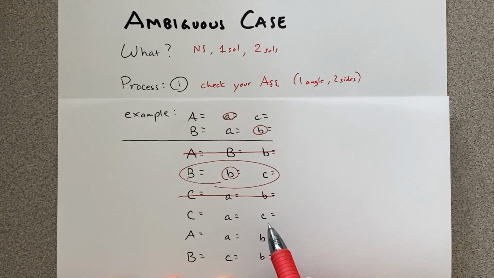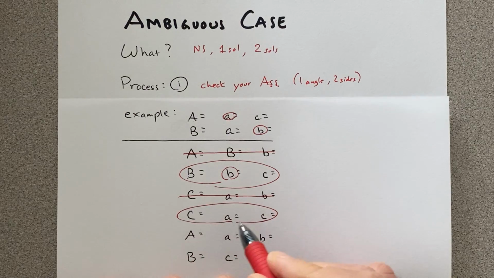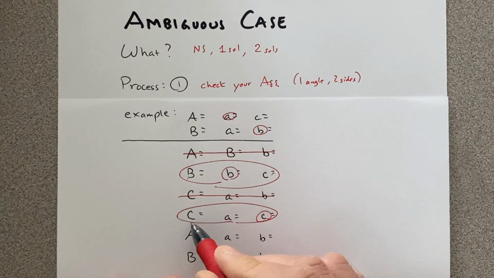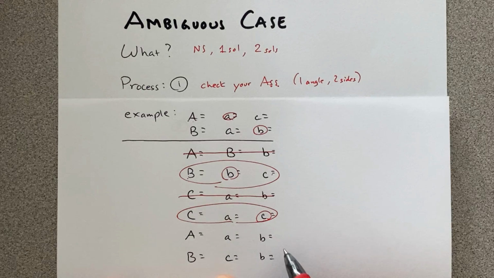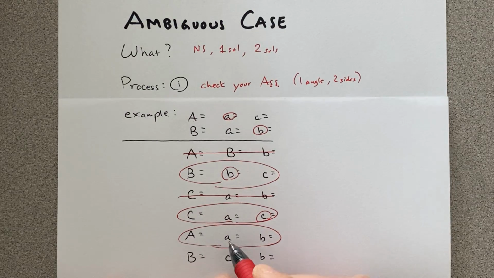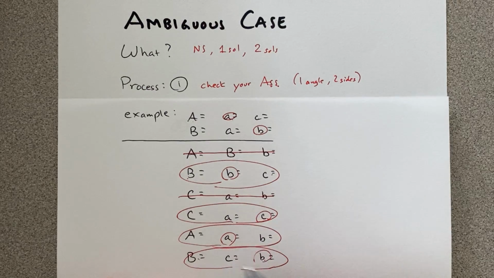Take a look at this. The answer is yes. One capital, two lowercase, that happens to match this. Is this ASS? The answer is yes. One capital, two lowercase, that happens to match that. Is this ASS? And the answer is yes. One capital, two lowercase, and that happens to match this.